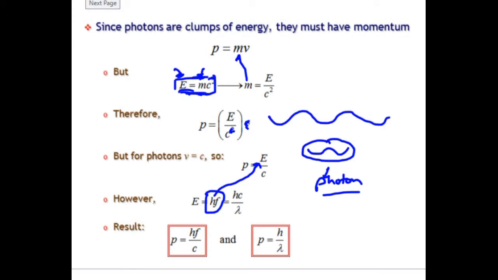So back to our story. Scientists theorize that maybe things have a wavelength to them. Now keep in mind, this is actually after the photoelectric effect. And so Robert Millikan has done his photoelectric effect experiment.